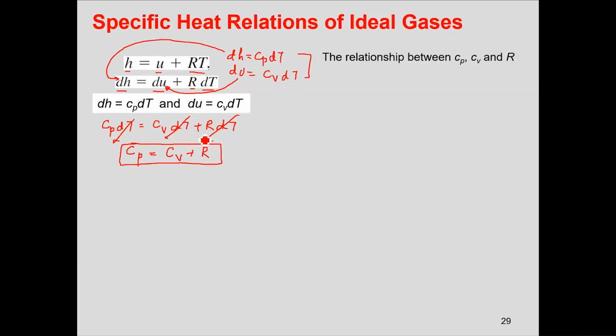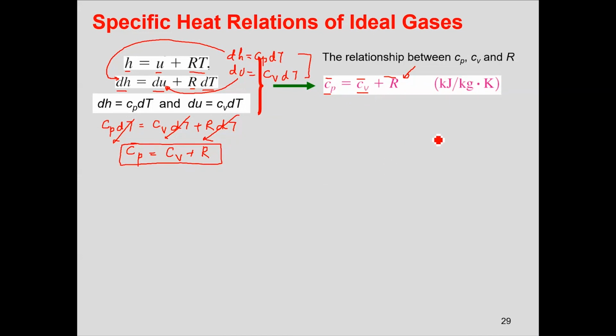So for an ideal gas, you'll have this equation: Cp equals Cv plus R. Now R is the constant which is fixed for the gas. If you know the constant R for the gas and you know the relationship of Cp with temperature, you can find out the relationship for Cv. Clear enough?